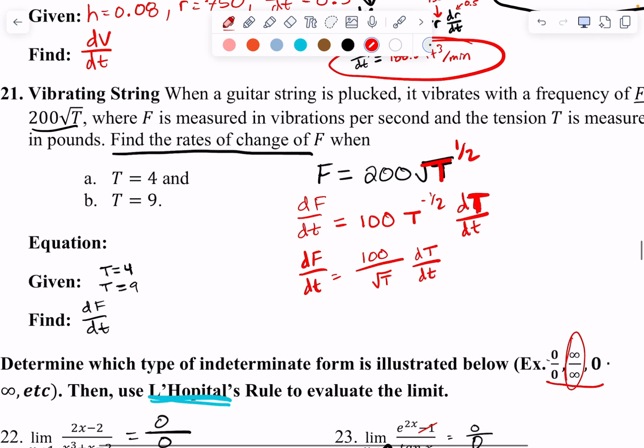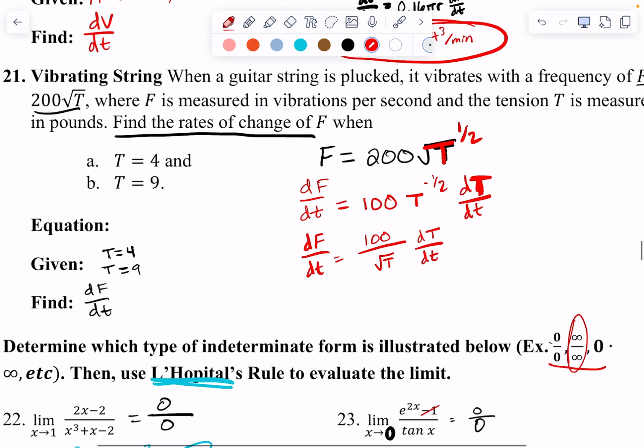Okay. We're trying to find dF/dt. We don't have dT/dt. I know. dT/dt is the rate at which the tension changes with respect to time. Do we not have enough information? I think that we do, except I think dT/dt is going to be 1.